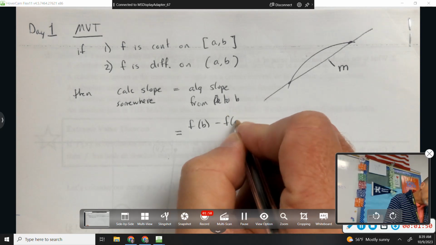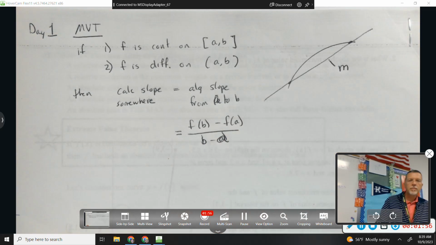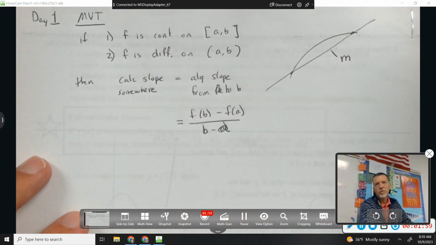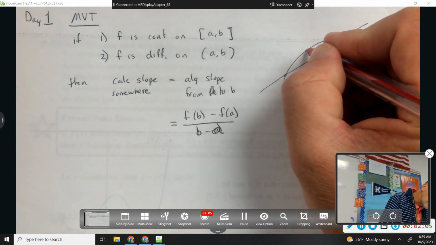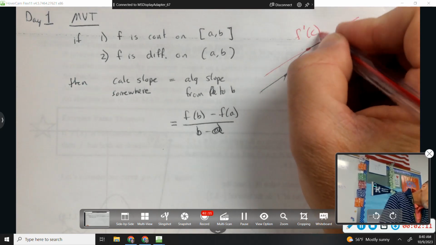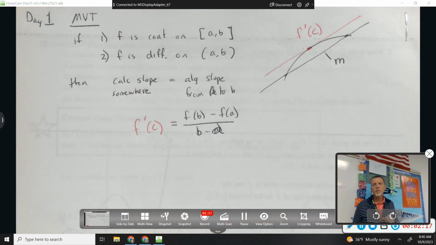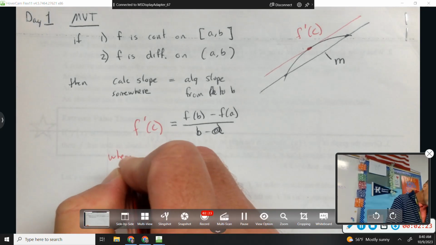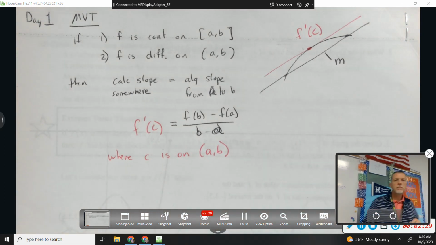So good old algebra slope: y2 minus y1 over x2 minus x1. That's algebra slope. Calculus slope, that's the new stuff this year. That's somewhere the tangent line is parallel to that overall slope. So somewhere the calculus slope equals the algebra slope, and that's somewhere where C is between A and B.